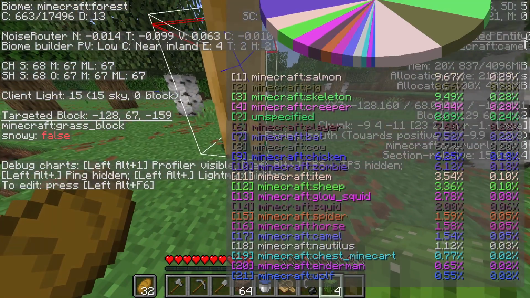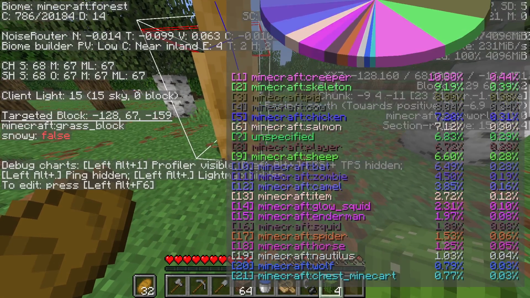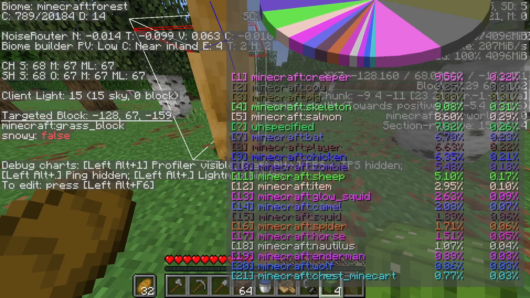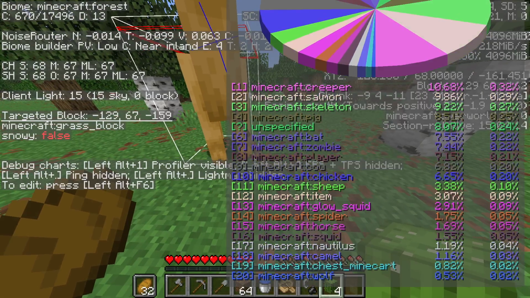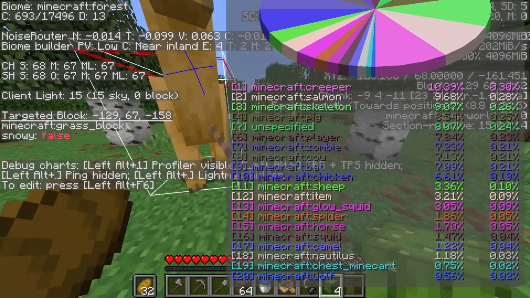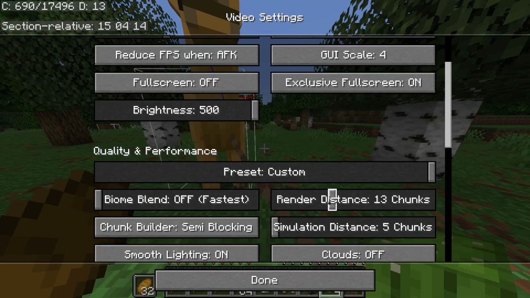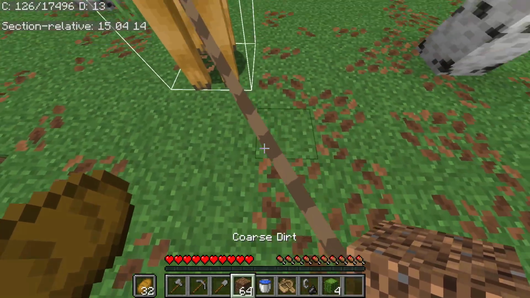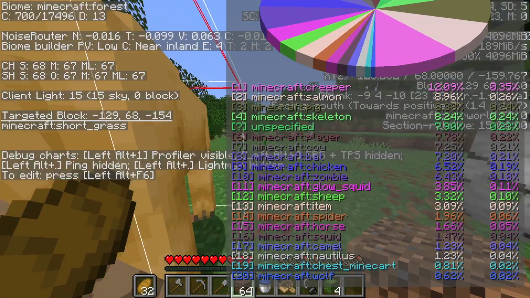Let me up the render distance one more. Now it's 2.1 or 2. Okay, so now it's down to 1.2. So I don't think the camel is loaded in right now at 13. So that means that at 13 from this position, the camel is not loaded in, but 13 over there, the camel was loaded in. So I'm going to go this way.